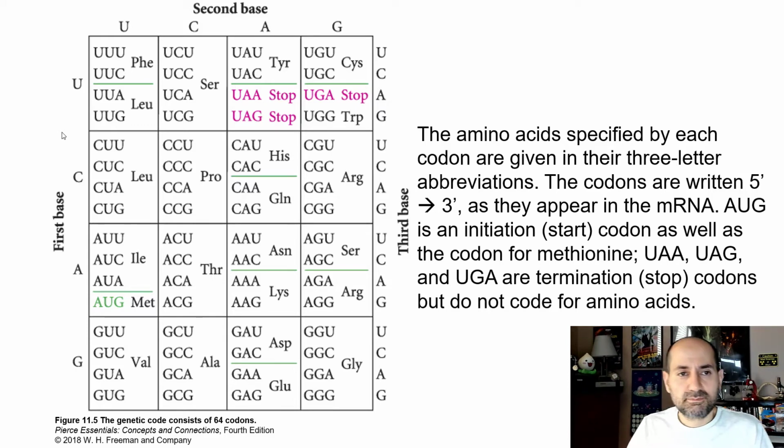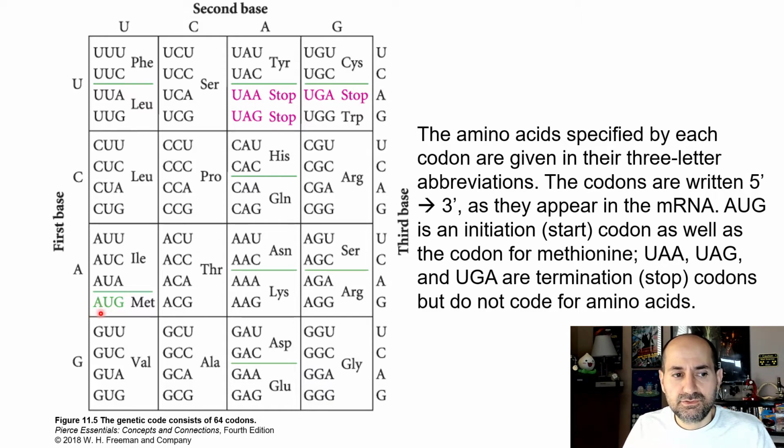How many of them are stop codons? Three, right? So three of the 64 you see here, I'm highlighting. Three of the 64 are stop codons. They don't actually code for any kind of amino acid. They just say stop translating, you're done making a protein, right? They direct the ribosome to dissociate. They direct the ribosome to stop making protein.